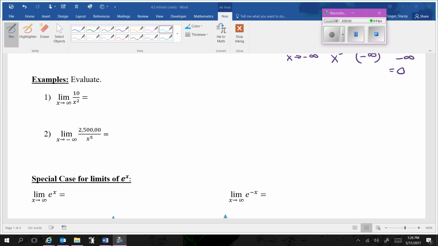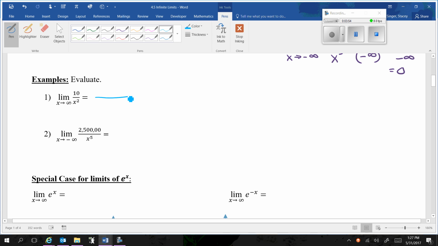So if I have the limit as x approaching infinity of the function 10 divided by x squared, I plug in my infinity, I get 10 divided by infinity squared, which still gives me 10 divided by infinity, because infinity times infinity is still going to give you infinity, which is going to be a small number, 10 divided by a huge number, which is going to approach 0.